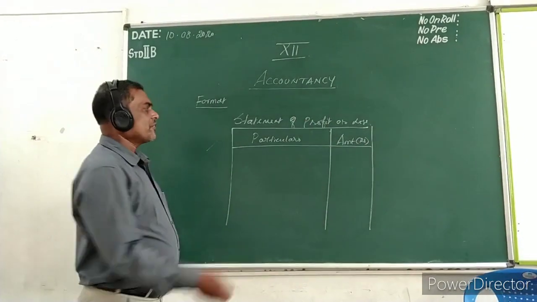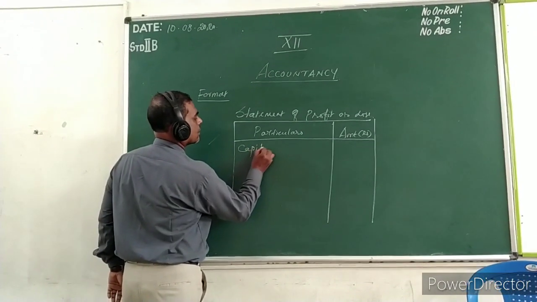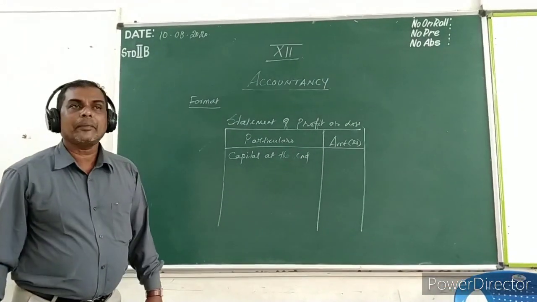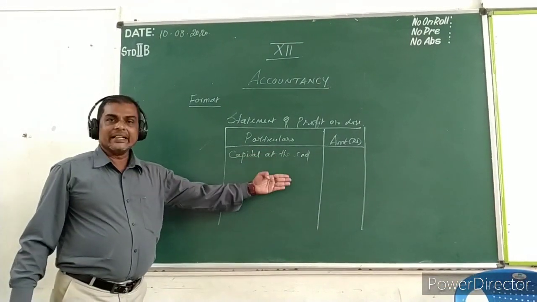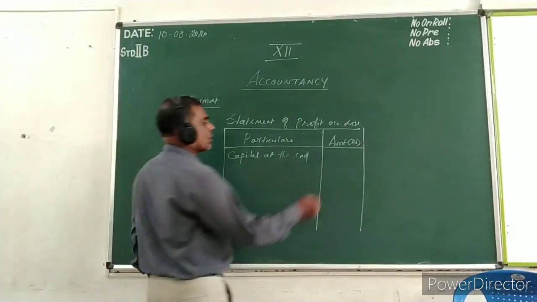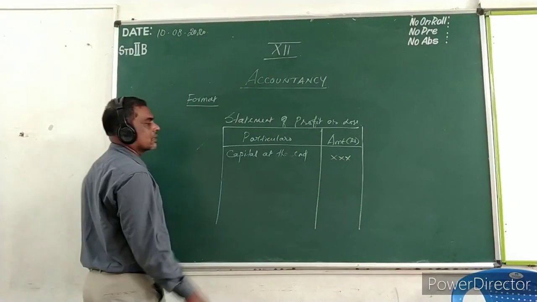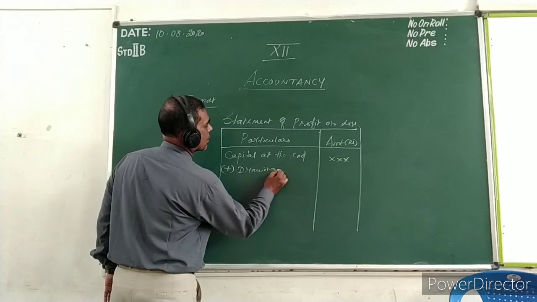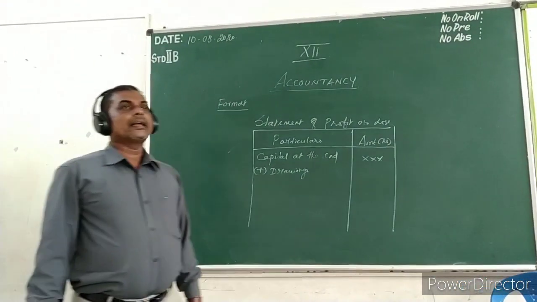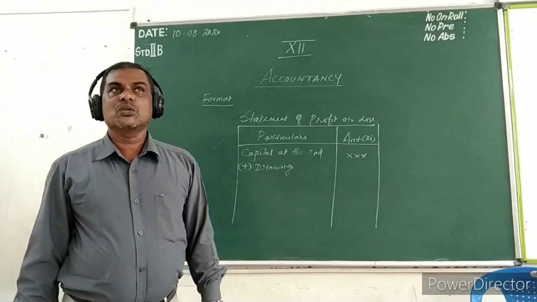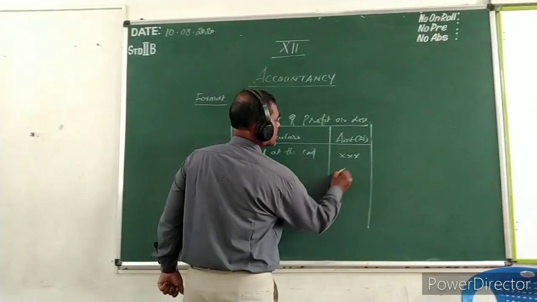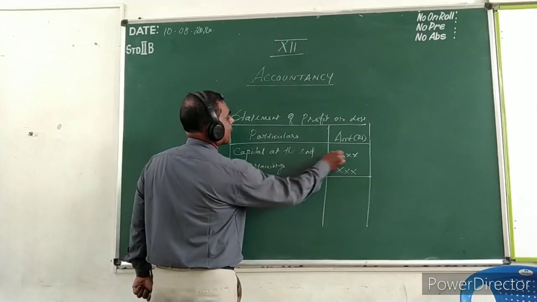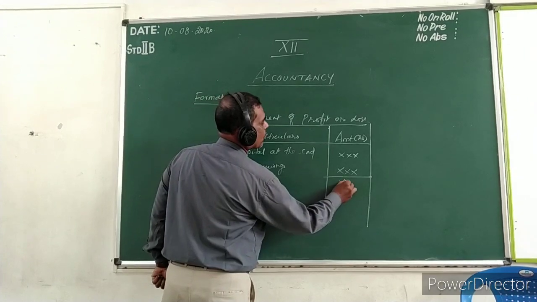With the help of 4 details we can find out the profit or loss for those who are following the single entry system. The first item is capital at the end, otherwise known as closing capital. Both are the same. And drawings. What do you mean by drawings? When the proprietor takes some amount from his business for his personal use, it is called drawings. To capital at the end we have to add the drawings, and we will get one amount.